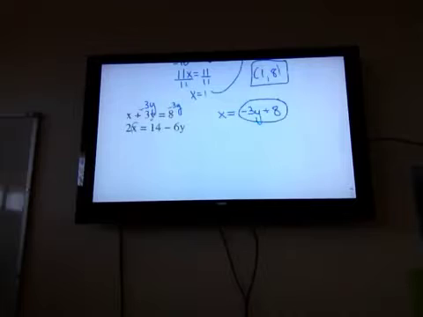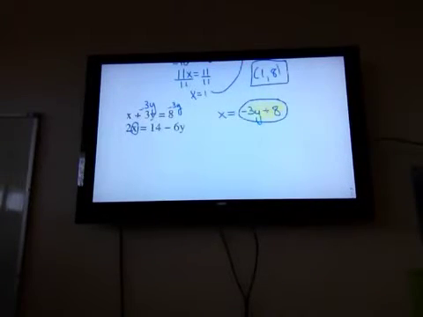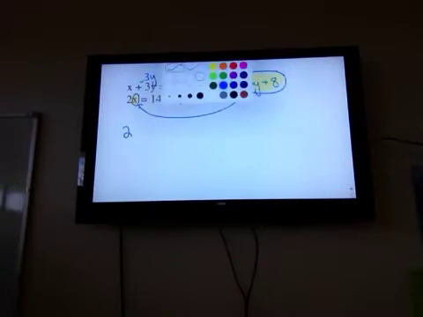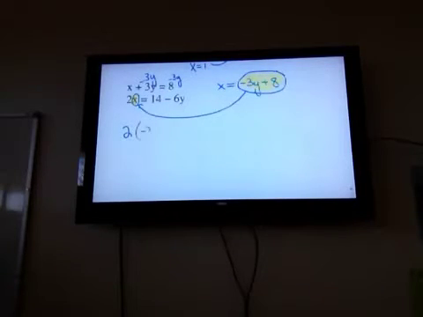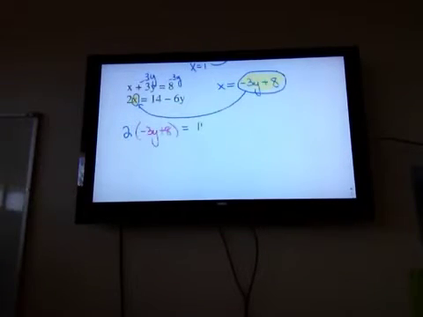It's going to go in for x. And by the way, you don't have to draw all these little circles unless you want to. If that helps you, do that. You don't have to. Okay, so this is going in x equals to the other equation for x. So I'm ready to sub. 2. X is out of the game. Negative 3y plus 8 is in the game. Equals 14 minus 6y.